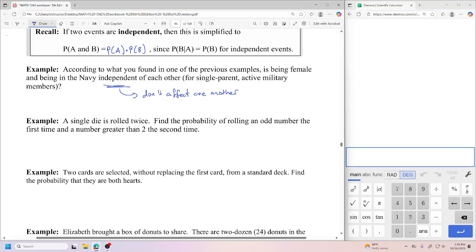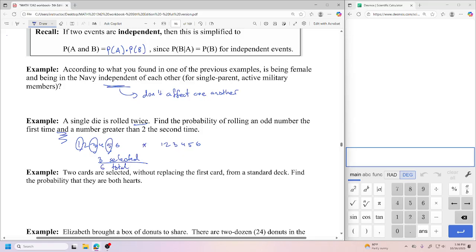Okay, brand new problem. You roll a single die twice. What's the probability of rolling an odd number and then rolling a number greater than 2? So we have 1, 2, 3, 4, 5, 6, and then 1, 2, 3, 4, 5, 6. This is odd numbers. What are my odd numbers? Perfect. So my probability is 3 selected out of 6 total. So that's the first one.